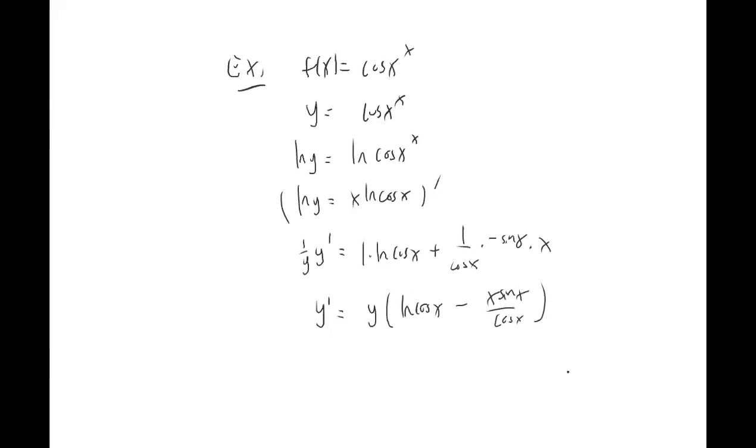And again, what is y? Y is this. But by the way, this might look confusing, so make sure you know I don't mean this. I meant cosine of x to the x, just so we are all clear. That might confuse people. So y is cosine of x to the x, and then ln of cosine minus x sine over cosine.